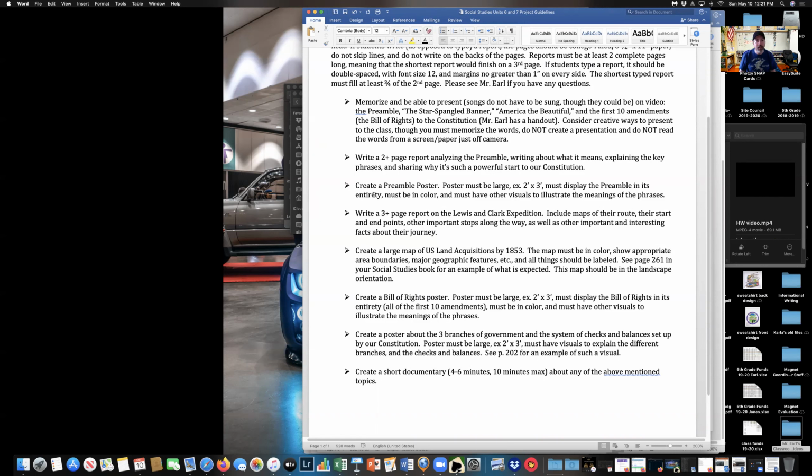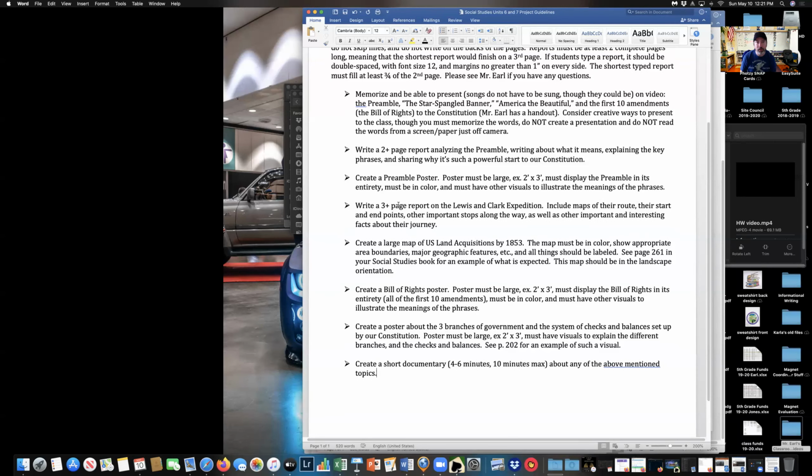Okay. The next two are about the preamble. Now again, the preamble is part of the Constitution. It's the first sentence of the Constitution. It's really important. It's got a lot of key phrases that help set up the purposes of the Constitution. So you could, one, write a report on it, or two, make a poster about it. Okay, so check those out.